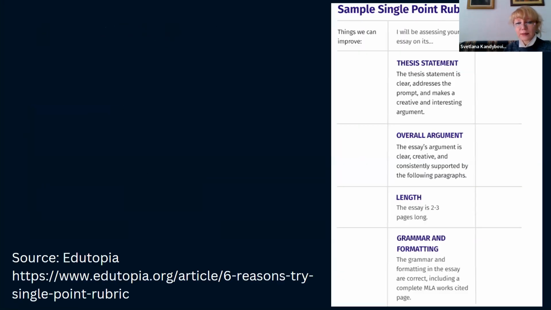Now you can see one sample of the single point rubric from Edutopia with the link. Later on, I will share my presentation with you so you can follow all the links mentioned here. Here the columns are labeled as things we can improve, I will be assessing your essay on this, and then you list dimensions and things that were amazing. So imagine getting such feedback, but then again, you will have to invest some time of yours.